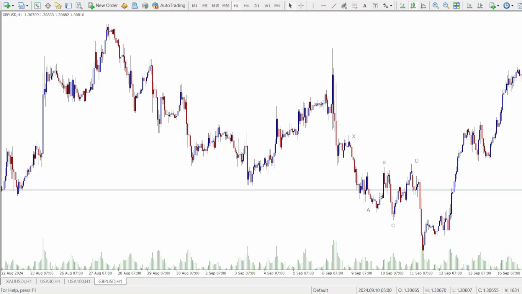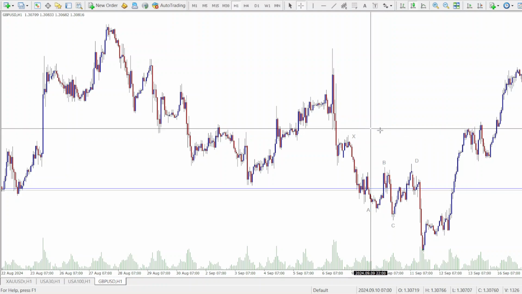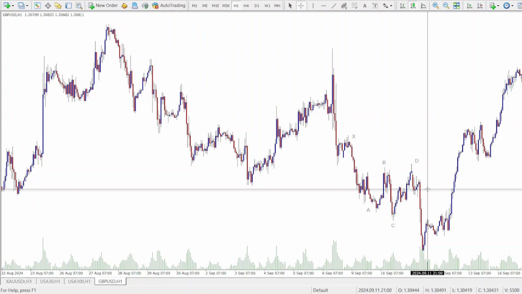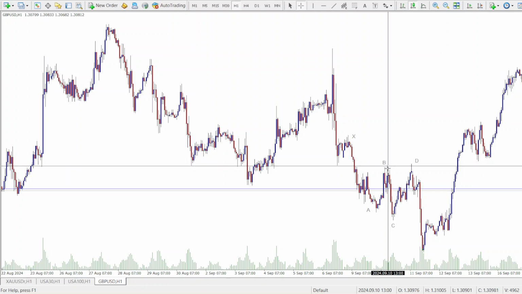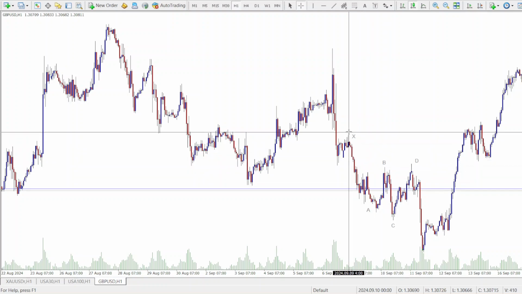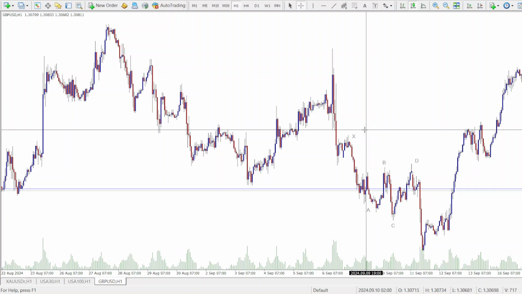So now we can see that given this example, our entry point is going to be at the D point. Remember, the entry is always at the D and the stop loss is always above the X for a bearish trade, right? For a bullish trade, it was below the X, but for a bearish trade, because the pattern is now having the X above, it's now going to be above the X.